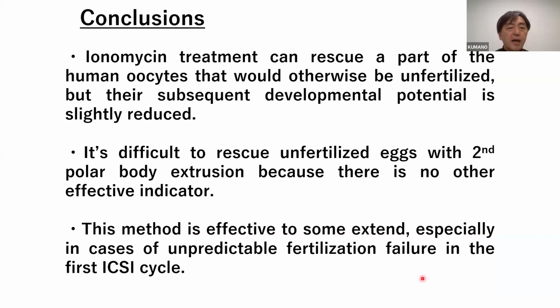Here is the conclusion. Ionomycin treatment can rescue a part of the human oocytes that would otherwise be unfertilized, but their subsequent developmental potential was slightly reduced. It's difficult to rescue unfertilized eggs with second polar body extrusion because there is no other effective indicator. This method is effective to some extent, especially in cases of unpredictable fertilization failure in the first ICSI cycle.